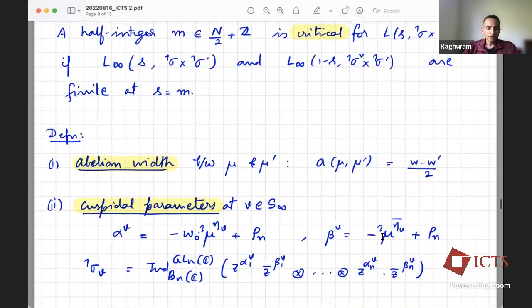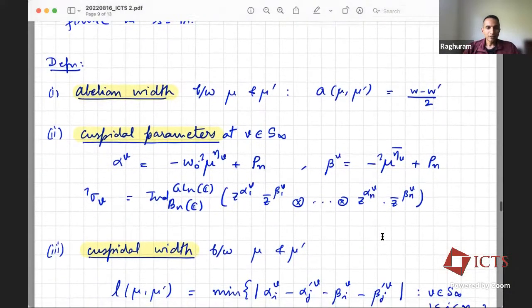I need to introduce some combinatorial information deduced from the weights mu and mu prime. I'm going to call the abelian width between mu and mu prime the quantity I'm going to denote A(mu, mu prime), which is W minus W prime over 2, the difference in the purity weights in some sense. There's a different way to package information about the weights using, say, fundamental weights and the determinant character, and then there's an abelian part of weight mu and a semisimple part.